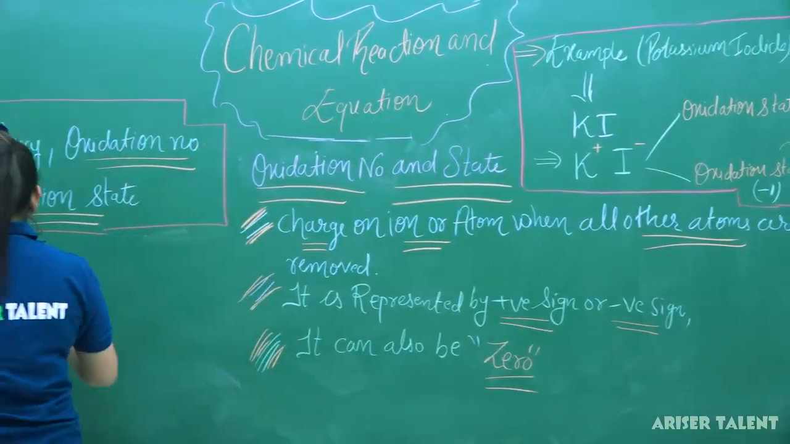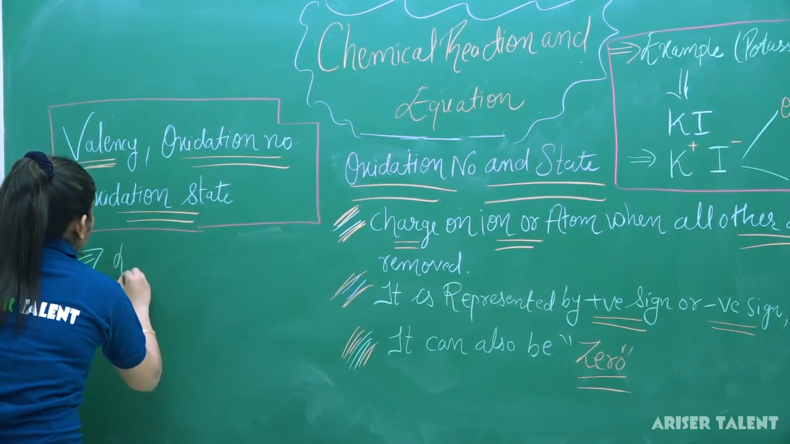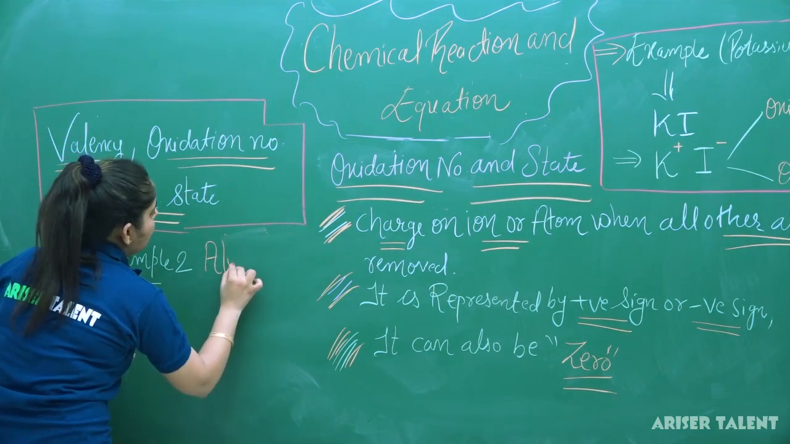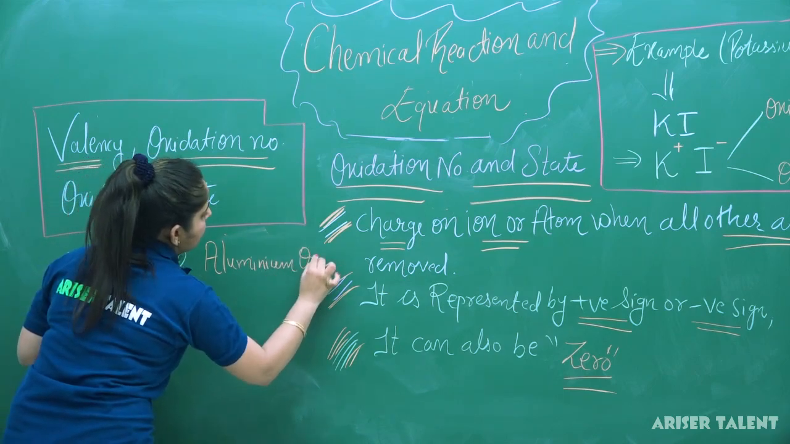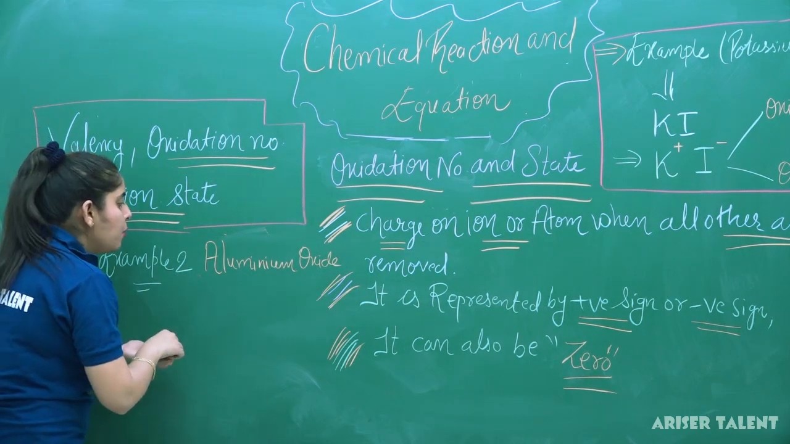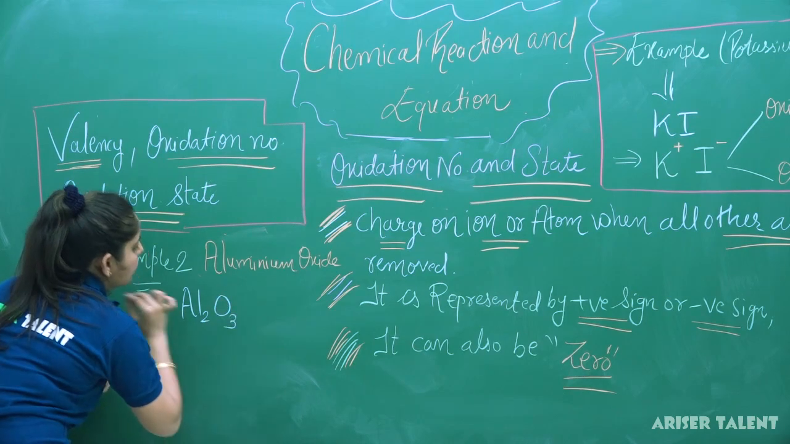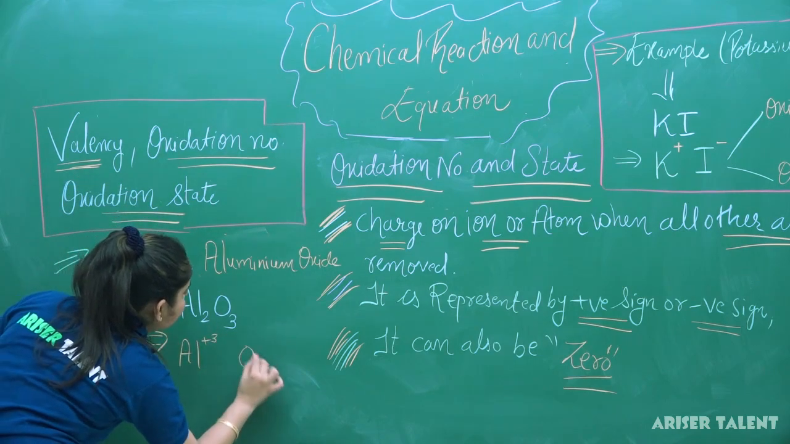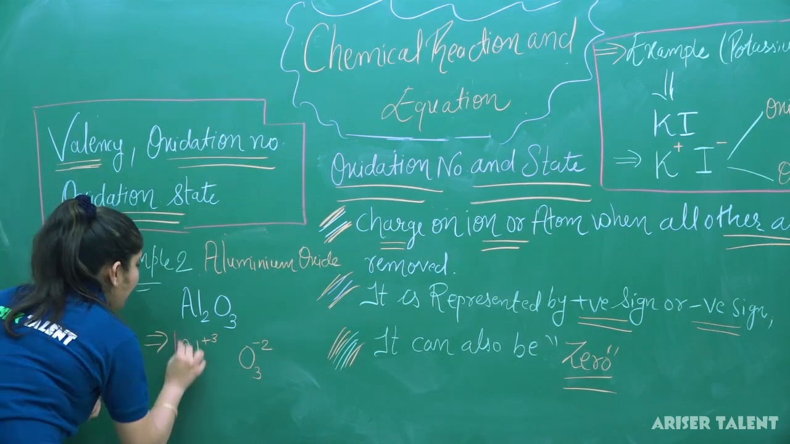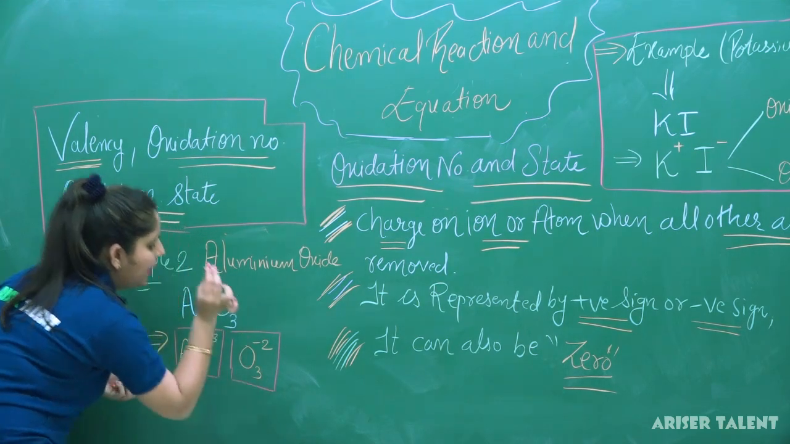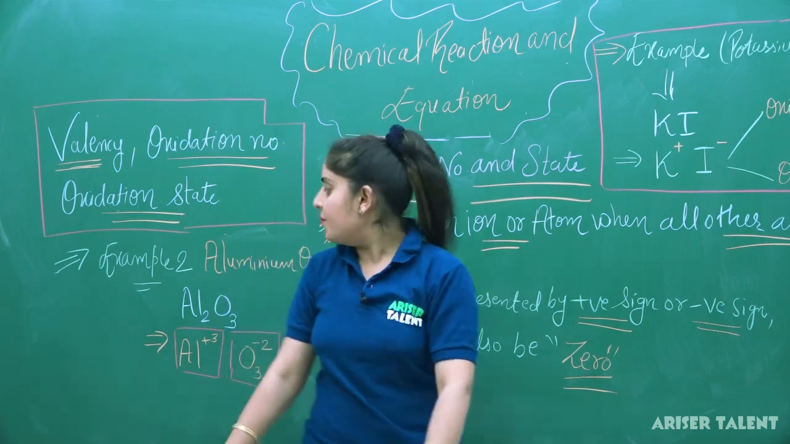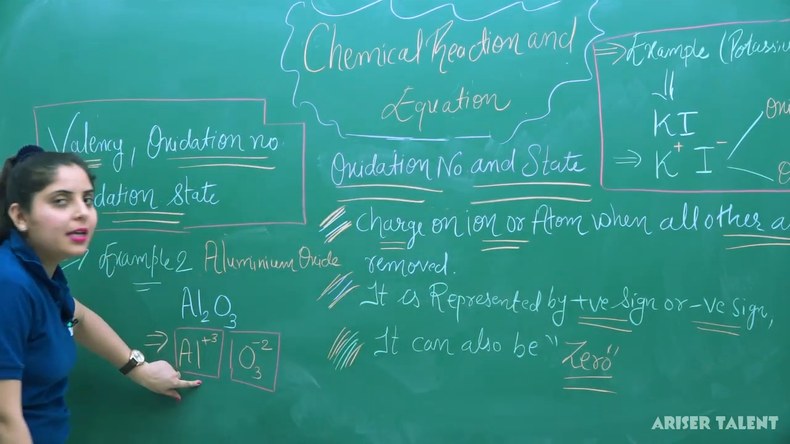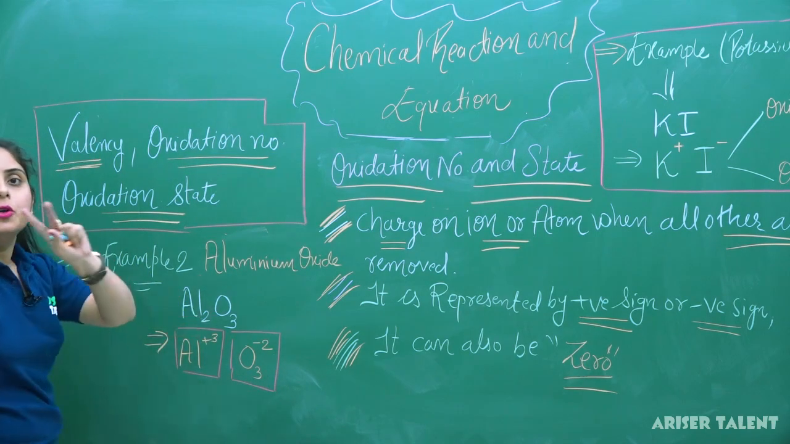Our second example is aluminium oxide. The formula for aluminium oxide is Al2O3. It means Al has a plus 3 charge and oxygen has a charge of minus 2. If I talk in terms of valency, it is 3 and 2. But for the oxidation state, aluminium is plus 3 and oxygen is minus 2. But we are provided with 2 atoms of aluminium.